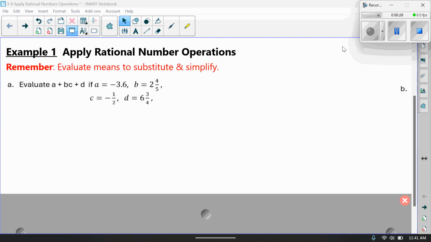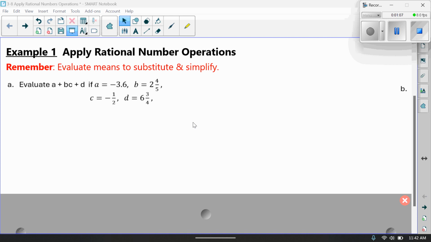So for example 1, we want to apply those rational number operations. And remember, evaluate means to substitute and simplify. That means you're going to put a number in for a variable, and then you're going to use your order of operations to simplify. Okay? So the first example says evaluate A plus B times C plus D if A is equal to negative 3.6, B is equal to 2 4/5, C is equal to negative 1/2, and D is equal to 6 3/4.